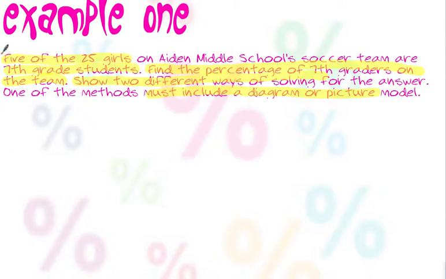Important numbers here. So 5 is important because 5 represents the number of girls that are 7th graders. 25 is important because that tells us how many girls are on the team. 7, though, is not important because that's just telling us the grade level that the students are in. It's important that they are 7th graders because that's what we're looking for. And it's important to know that we're looking for the percentage and that we need 2 different ways and that one needs to be a diagram or a picture.